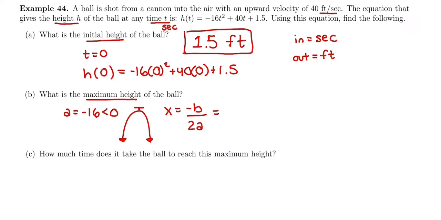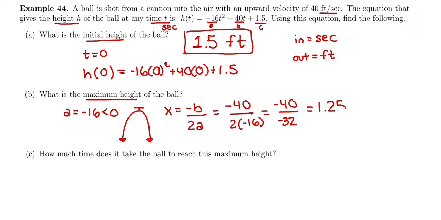So for this one, we have a is negative 16, b is 40, and c is 1.5. So we have our a, our b, and our c. So negative 40 over 2 times negative 16. So negative 40 divided by negative 32. It is going to take 1.25 seconds to get to the maximum height.